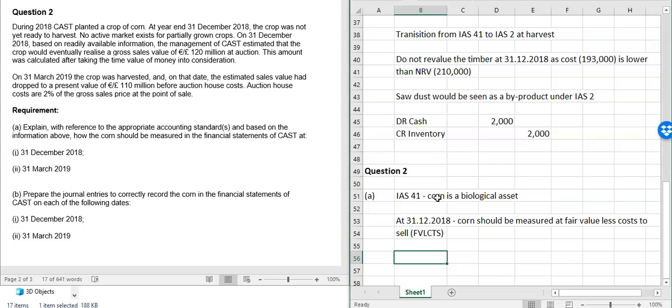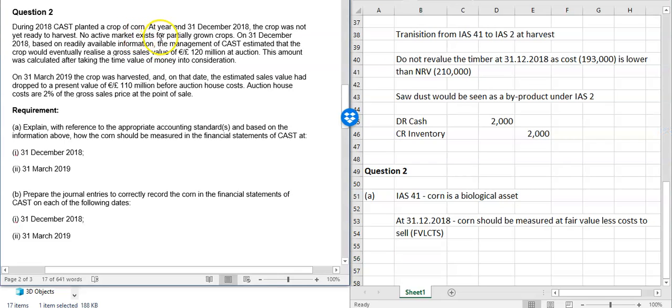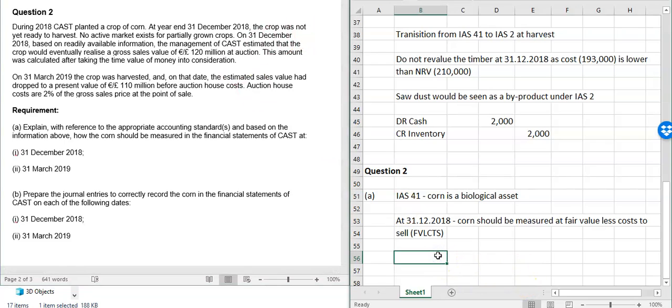And they tell you here that the fair value less cost to sell is 120 million. Now they do say no active market exists, but you have to put some figure on it, and they do give you information accounting for time value of money. The best way to do this is to use the 120 million, which is the present value. So that's the more accurate one. And in that case, you should also be careful. It's not the 120 million overall.